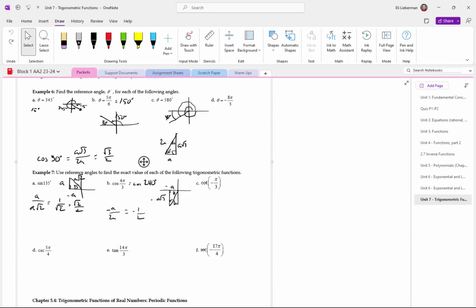But how are you going to get this one, tangent? How do you do tangent of 14 pi over 3? Well, first let's find 14 pi over 3. Do you have an answer or question? Discuss for just a moment. Tangent of 14 pi over 3. Find where it is and how you find the tangent of it.